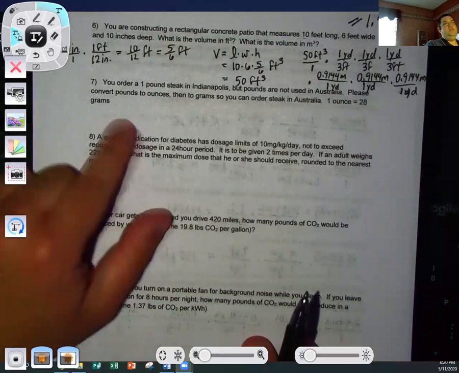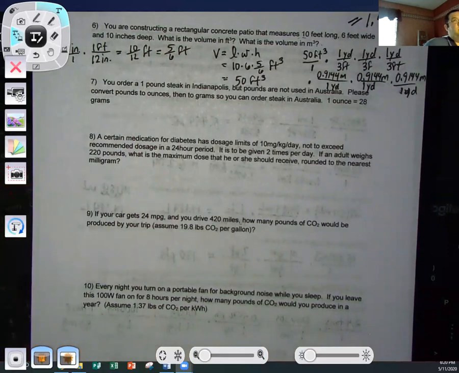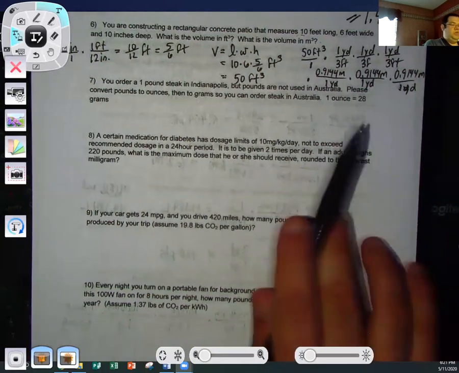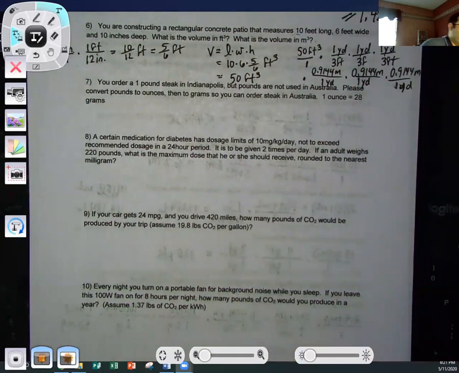All right. Next question, number 7. So you order a 1-pound steak in Indianapolis, but pounds are not used in Australia. Please convert pounds to ounces, then to grams, so you can order steak in Australia. Now, in this one, they do give you the conversion. They tell you that 1 ounce is 28 grams. So you're going to do that at the very end.